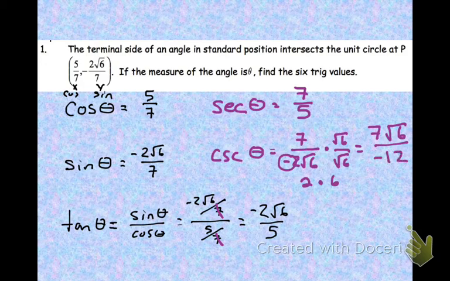And cotangent down on the bottom there, cotangent, is going to be the reciprocal of tangent. So it's going to be 5 over negative 2 radical 6. And I would like you to go ahead and try and rationalize that denominator on your own. So figure out exactly what cotangent is equal to, and I will tell you in class tomorrow exactly what that answer is.